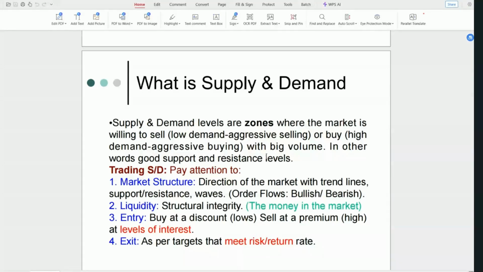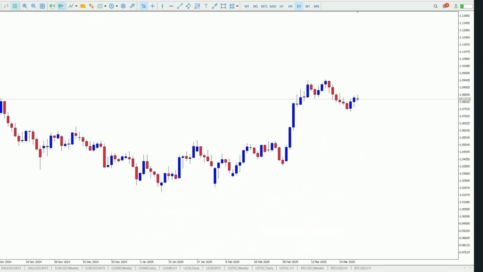And the demand and supply, just like support and resistance, is not always going to be one level either. So let's take a look and see it actually live. Now, this is euro dollar. As you can see, it's a daily chart here. I'm working on a MetaTrader 5 platform. Doesn't matter what you work on.